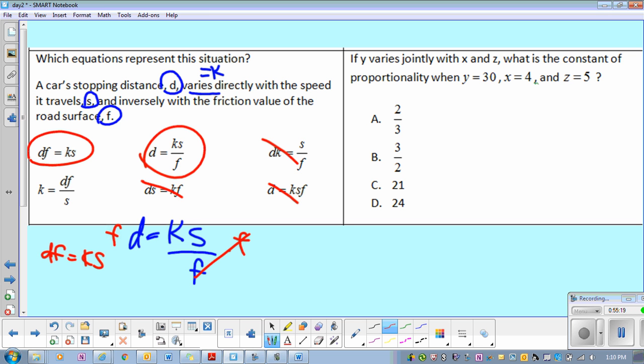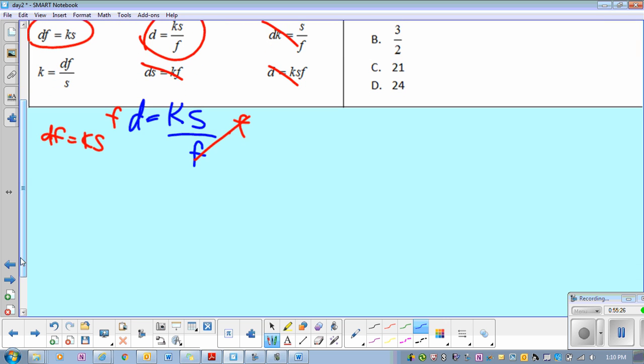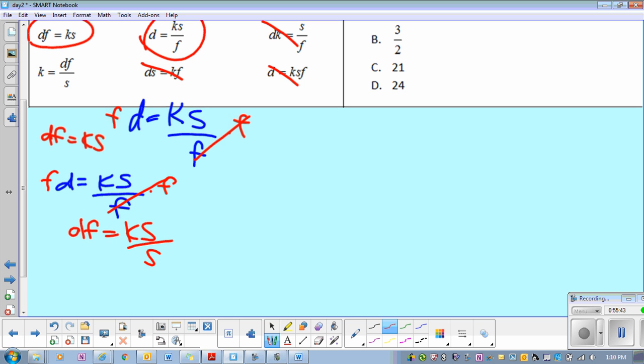How about k? Oh, you want to try it? That would work. Would it? All right, let's see. D equals ks over f. Let's try to solve it for k and see if we get that. Times f. So then you have df equals ks, and then divide by s. So k equals df over s. Oh yeah, that one works too.